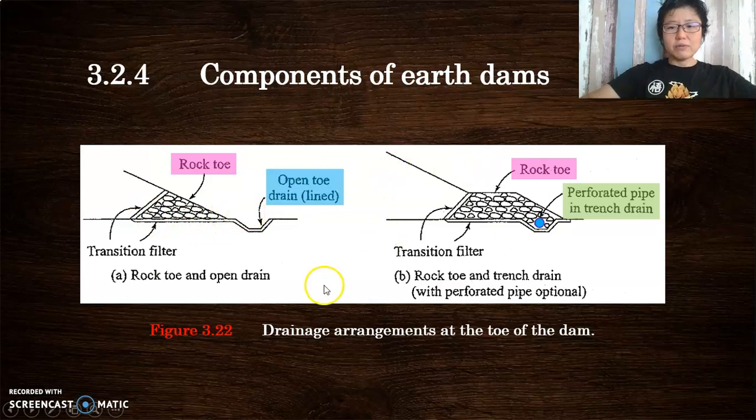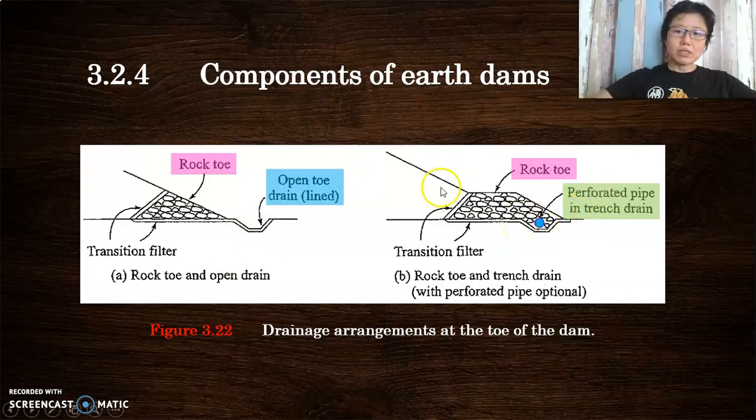Okay, if you don't like one that's put outside, an open toe drain, you can have one that's embedded. It's a perforated pipe, meaning a pipe that has holes all over it, so water coming through here can be taken in through the holes into the drain pipe and be taken out.